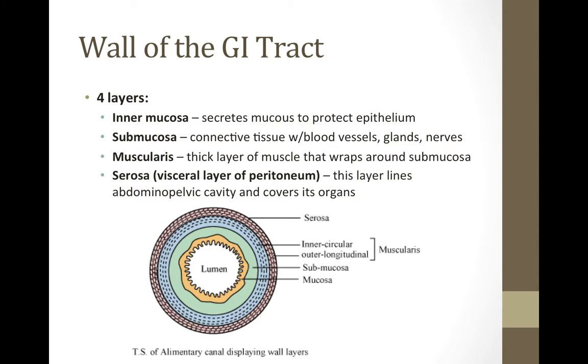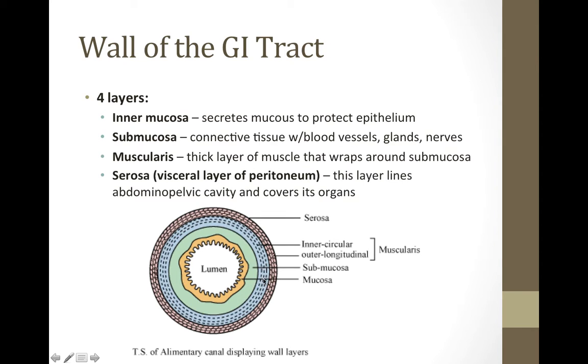So you have 4 layers of the wall of your gastrointestinal tract. The innermost layer is the inner mucosa, and this is that mucous membrane that we've talked about before that lines your digestive tract. It's protecting the epithelial cells of the stomach, the esophagus, the large intestine. Then you have the submucosa. This is a connective tissue layer that has lots of blood vessels and glands that secrete into the lumen. You'll have nerves in the submucosa.